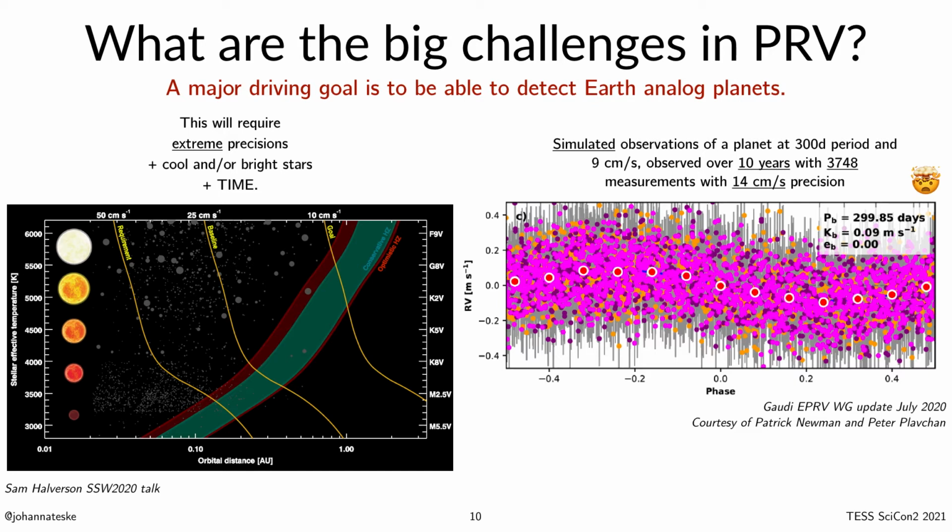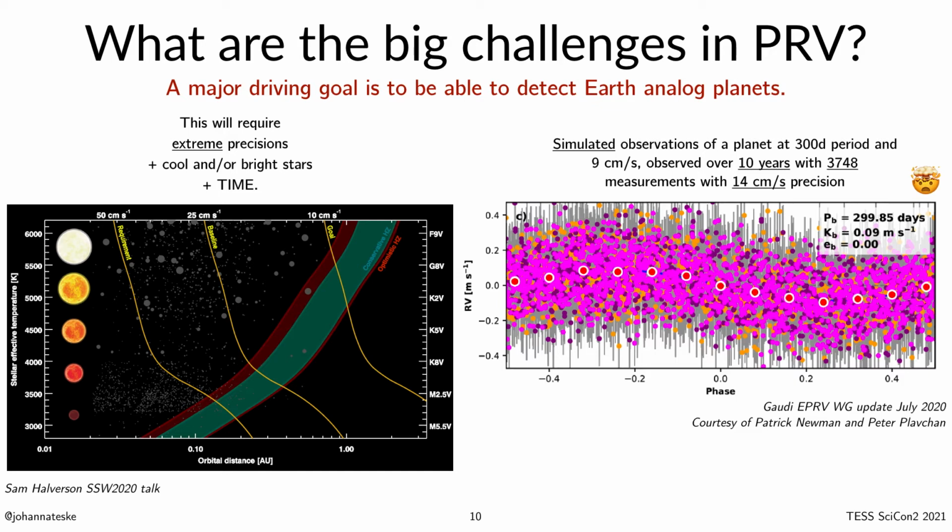A true Earth twin would induce a signal on the sun an order of magnitude smaller than the current plateau in precision. On the left, on this slide, I'm showing a plot from Sam Halverson's Sagan Summer Workshop from 2020 that shows different planet RV signals as compared to the surface liquid water zone around stars of different temperatures. And as we'll discuss in a moment, new instruments are starting to push in the lower semi-amplitude, the right side of this plot direction.